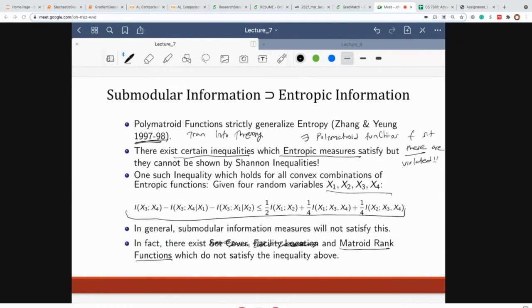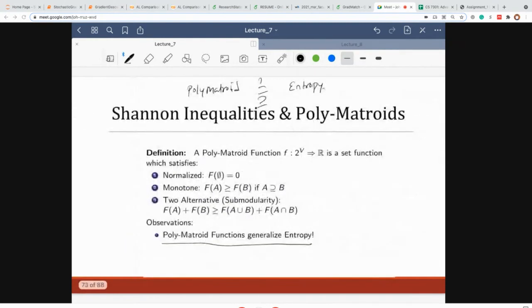Could you show the definition of polymatroid again, and which Shannon inequality could be violated? I see. So these are the three definitions of polymatroid functions, was this your question? Yes, these are the three properties: normalization, monotonicity, and submodularity.